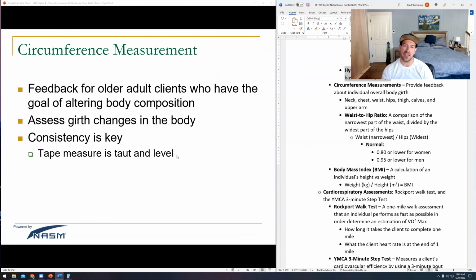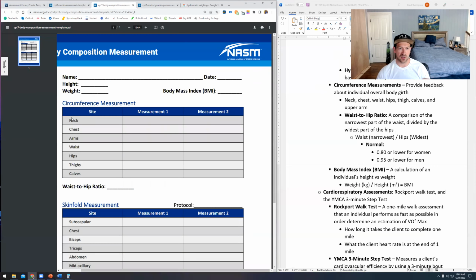Next one we're going to look at is circumference measurements. So circumference measurements, which you can see here on the chart as well, is just literally a measurement of their circumference. You know, we're going to measure different body parts.